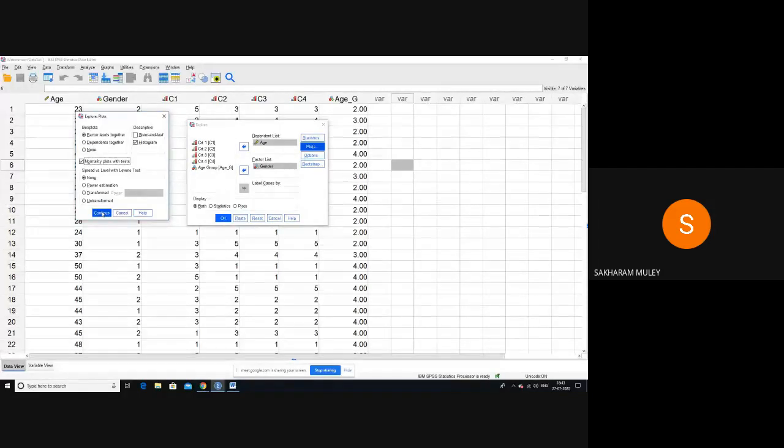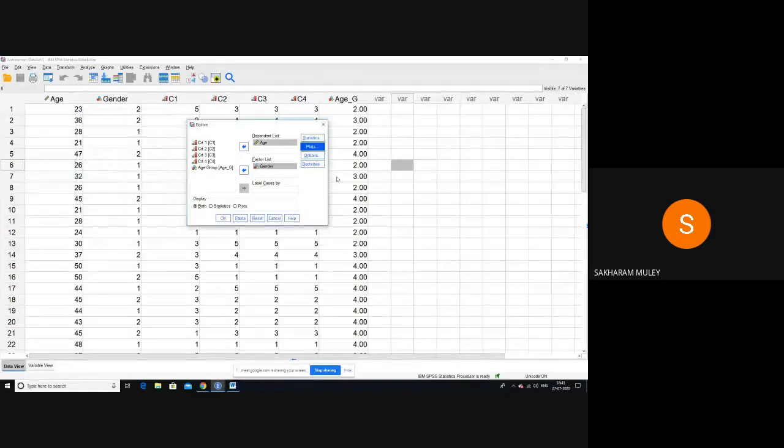So I will continue. In Options, you can pick exclude cases listwise. Let it be exclude cases listwise. Exclude cases pairwise means if you have two variables taken for analysis, and there is a missing value in one variable, the corresponding value in the other variable will be dropped out. Okay, and report values. So these are the options, and basically we go for the default option of exclude cases listwise. Listwise means variable wise.